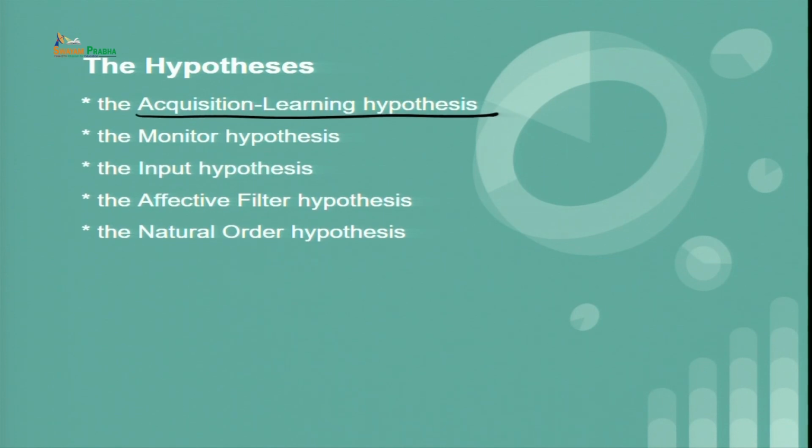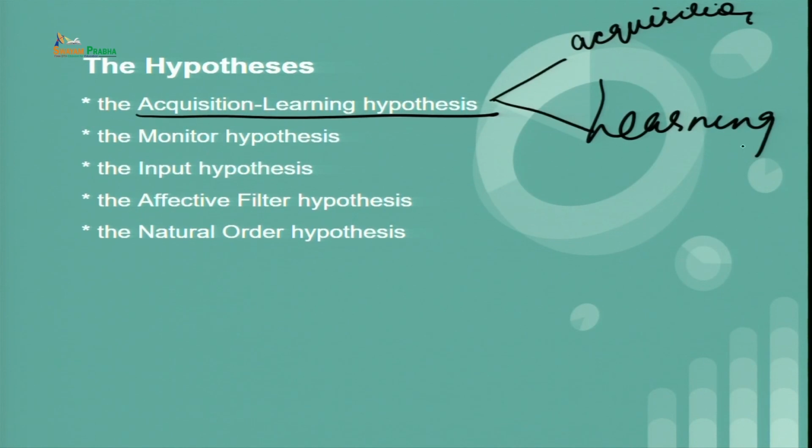the acquisition learning hypothesis. This states that there is a distinction between language acquisition and learning, like we just discussed. In language acquisition, the student acquires a language unconsciously, and this is similar to the example of a child picking up their first language, right? And on the other hand, language learning happens when there is a conscious effort of discovering, exploring and learning the rules and the grammar of the particular language.